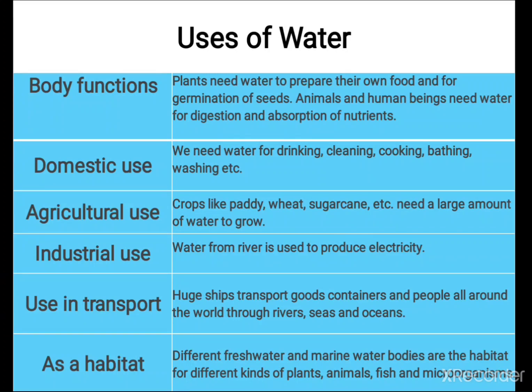Industrial use: water from river is used to produce electricity. Use in transport: huge ships transport goods, containers, and people all around the world through rivers, seas, and oceans. As a habitat, different freshwater and marine water bodies are the habitat for different kinds of plants, animals, fish, and microorganisms.